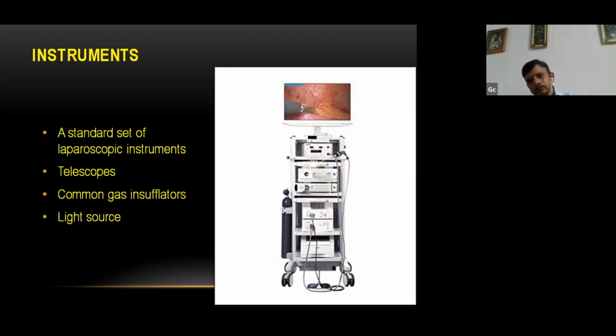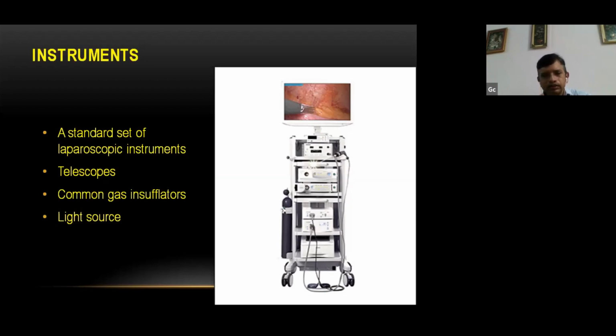Similarly, the light source. A higher end light source is required because it is a closed space. Even a small oozing, if you do not have a xenon light or cold light, can cause a burn to that area, even to delicate structures like the nerves, the recurrent laryngeal nerve and others. A thermal injury may be there. Nowadays very good cold lights are available, so it is not a problem, but still you need a higher end light source.